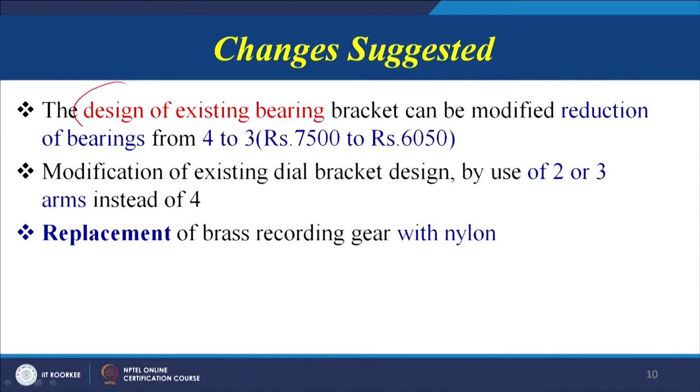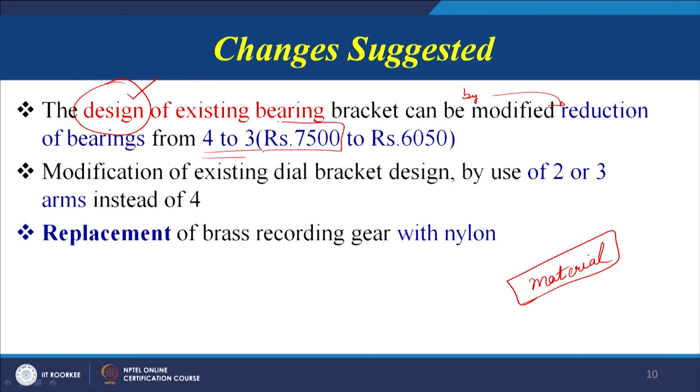Now we can see the design of the existing bearing bracket. Now what are we focusing on? Design. What was our earlier focus in both the changes? It was the material. So earlier we were focusing on material, now we are focusing on design. So the design of the existing bearing bracket can be modified by reduction of bearings from 4 to 3. So here also we see that we are saving cost.